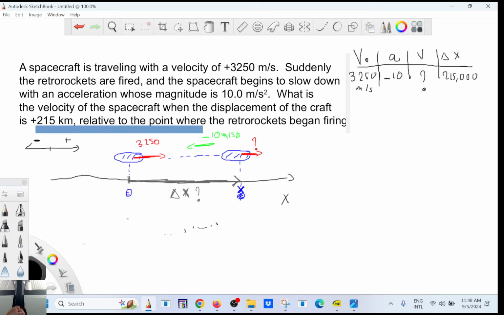Oh yes, we know the displacement. Yeah, we know the displacement. Okay, so final speed.